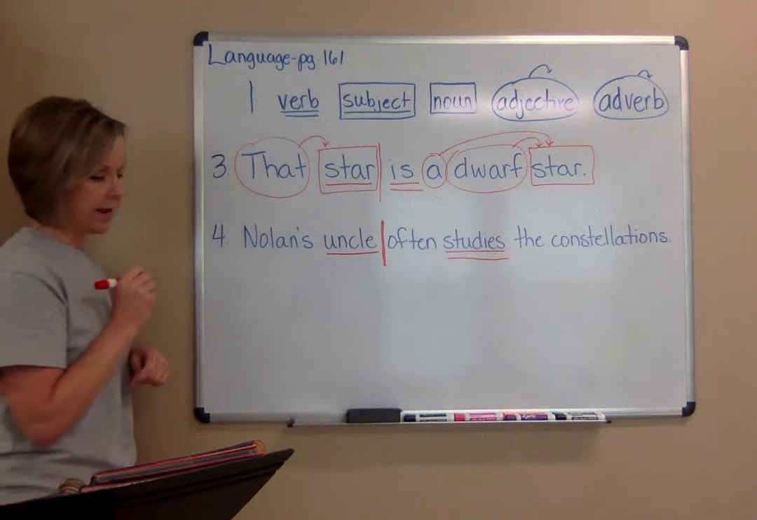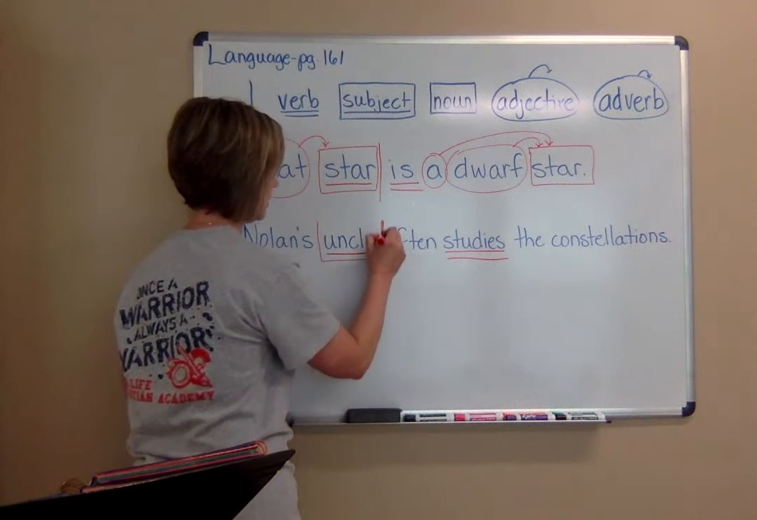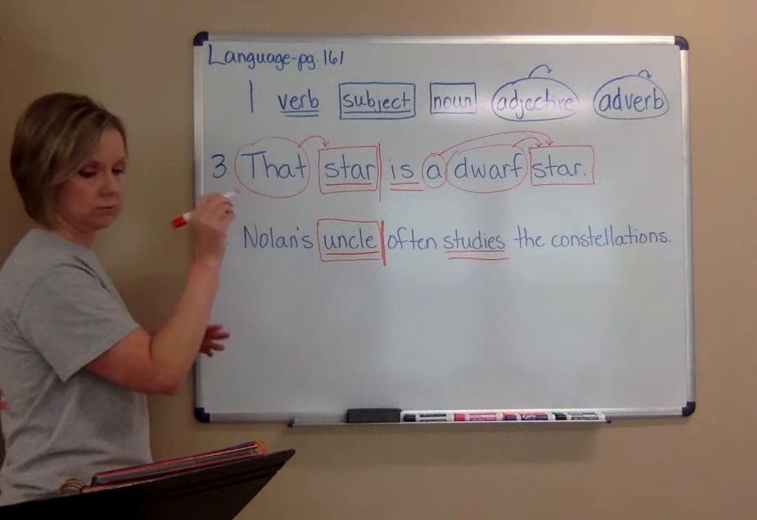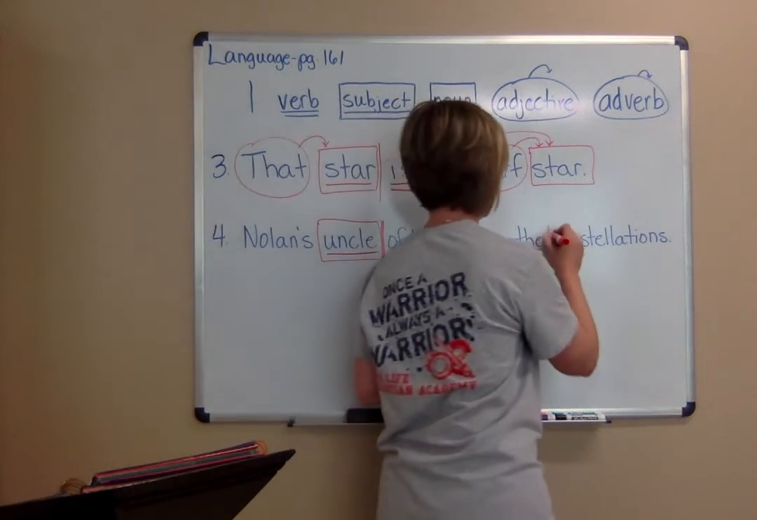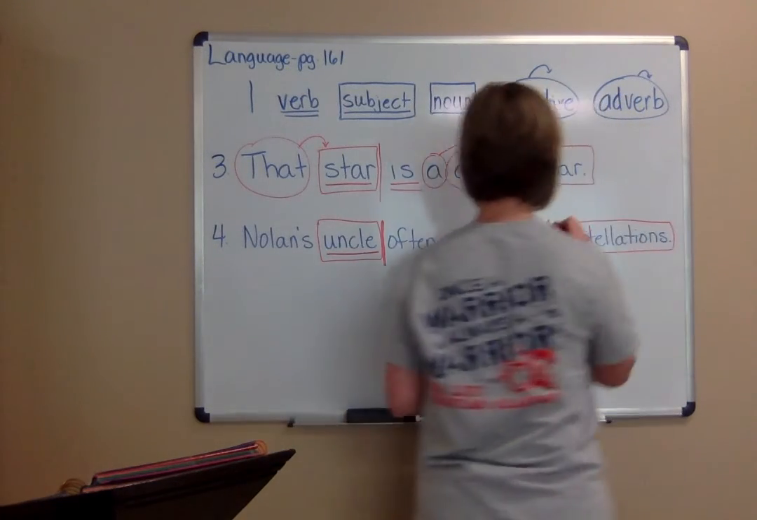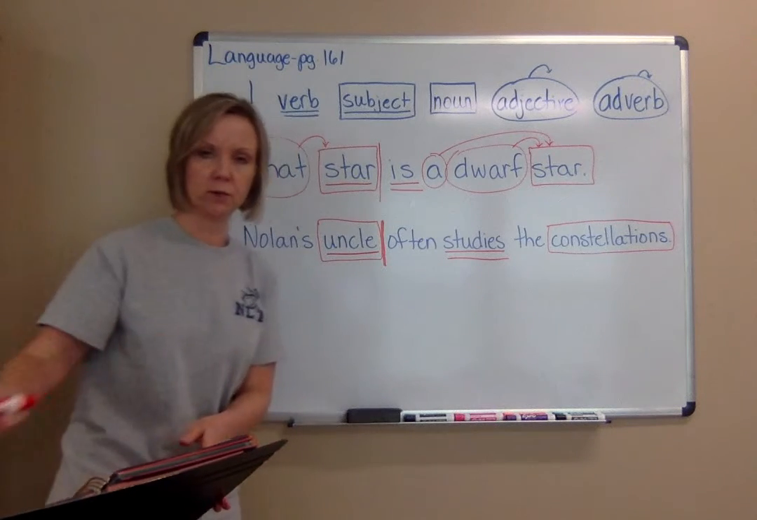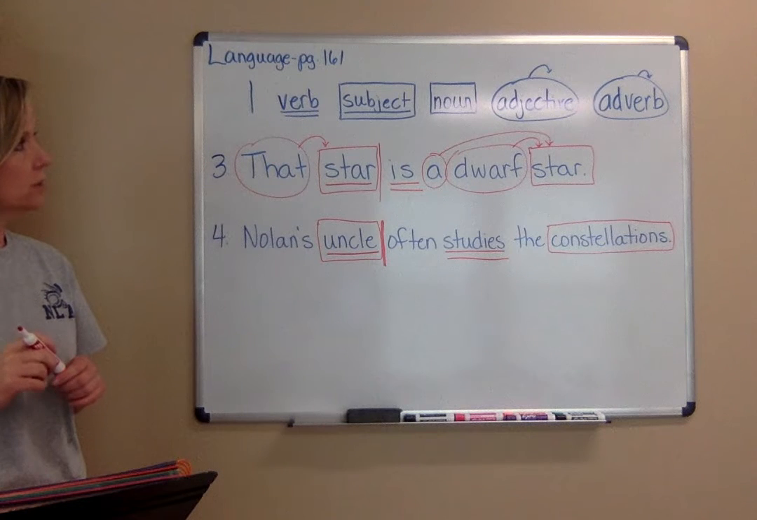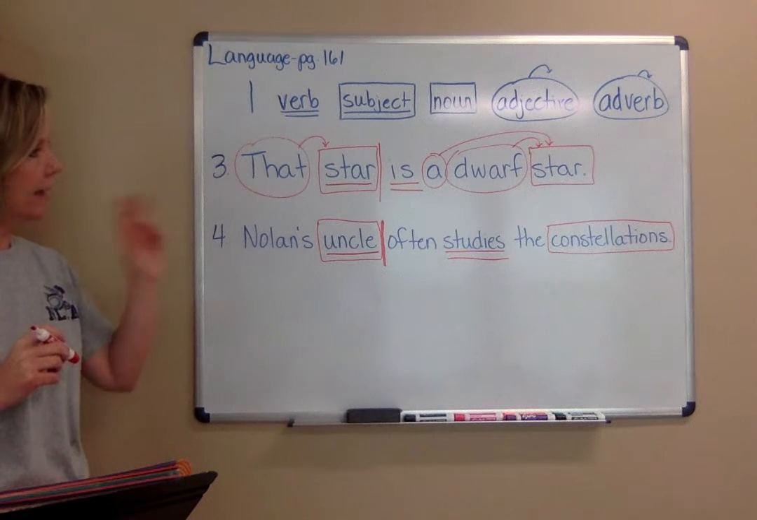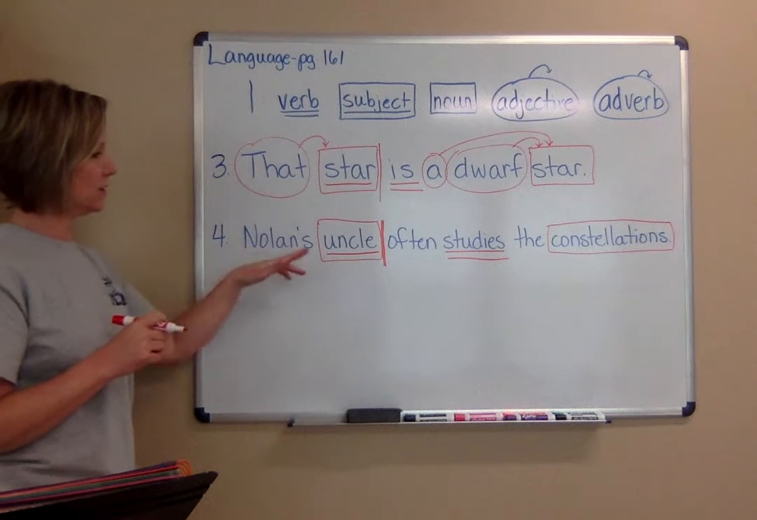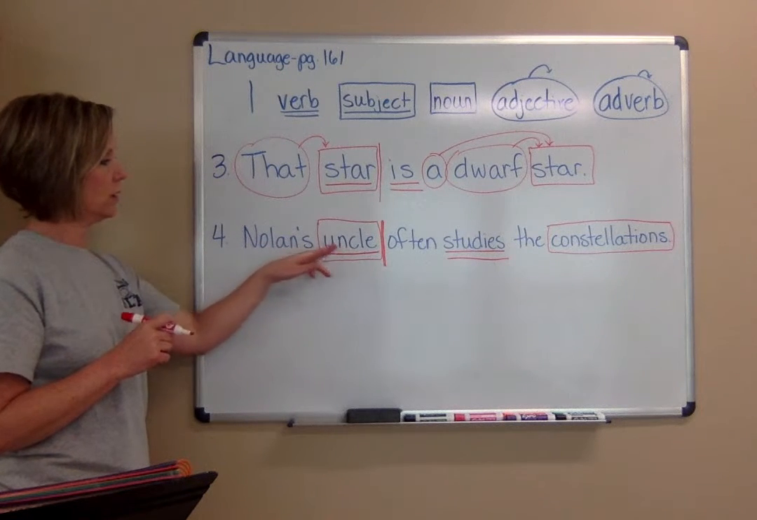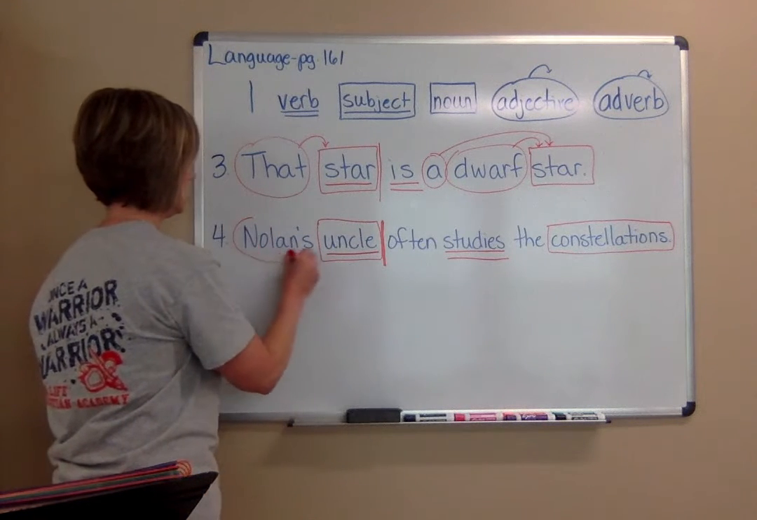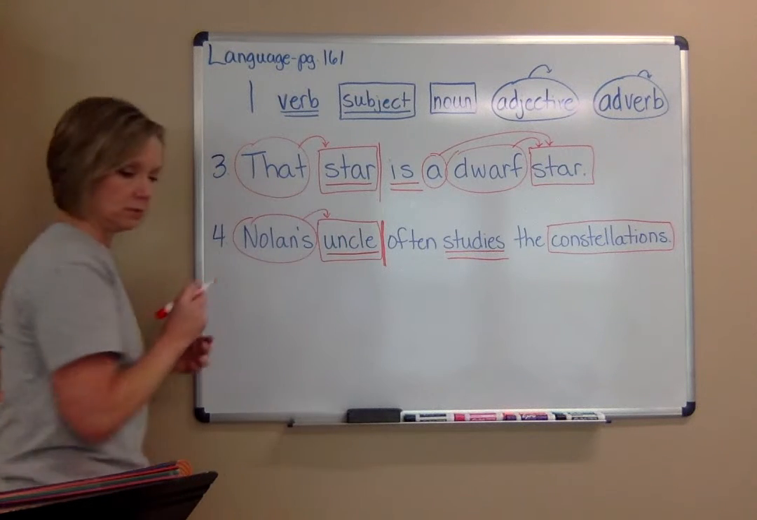Let's box our nouns. Uncle, it's a noun and the subject. Often, no. Studies, no. The, nope. Constellations, yes. Constellations is a noun. It's a person, place, or thing. All right. Now let's circle our adjectives. You have the first noun is uncle. Does Nolan describe uncle? Sure, it tells whose. So we circle it and we match it. Nolan's uncle.